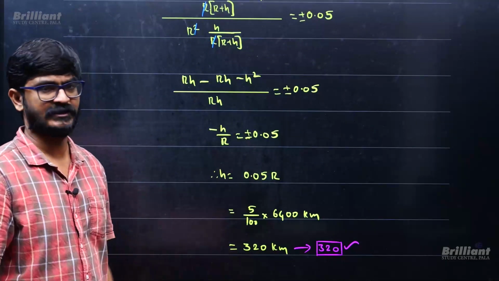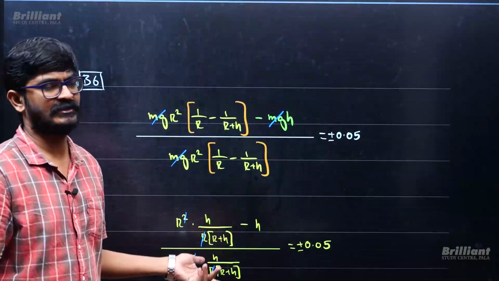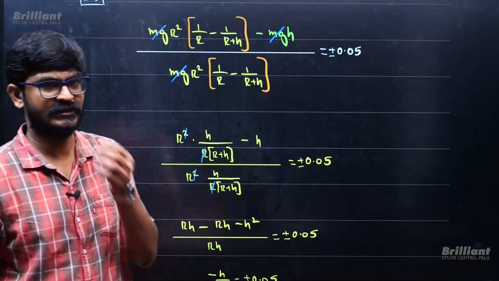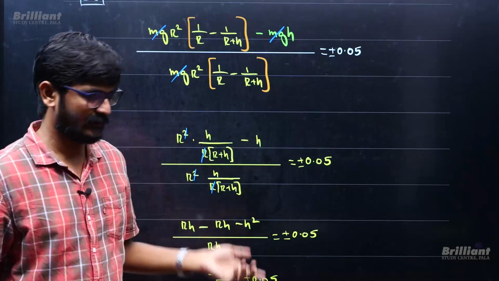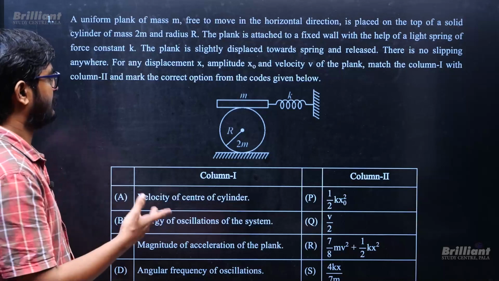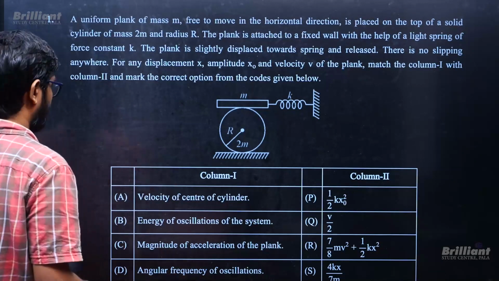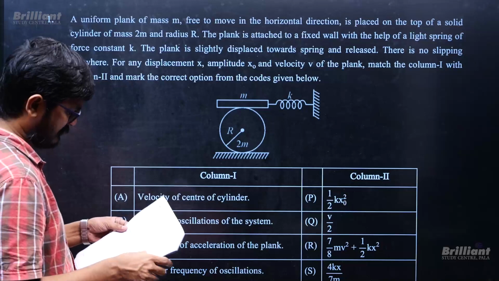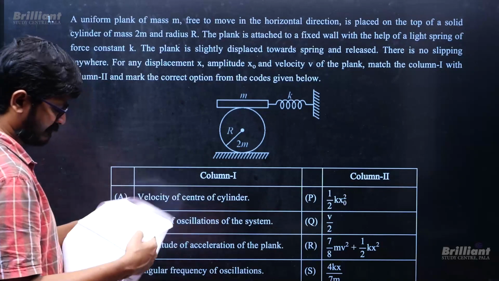Yeah, that is 320 km. If h is less than 320 km, you can always use mgh because the error is going to be within 5%. Okay, the question is clear. I mean, you can read the question by yourself. I'll be doing the options.